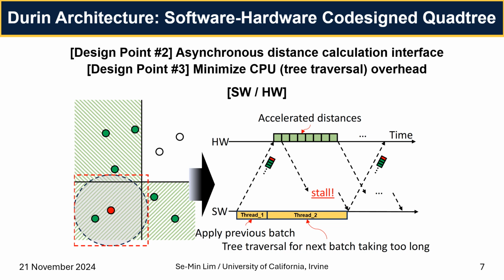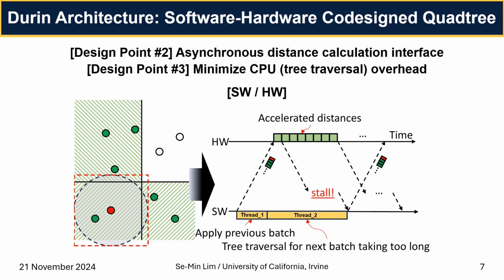So based on this insight, Durin's design point three targets minimizing CPU overhead, especially tree traversal overhead. When traversing the quadtree, the algorithm must determine whether any point in the current quadrant can be within epsilon distance from the potential core point.